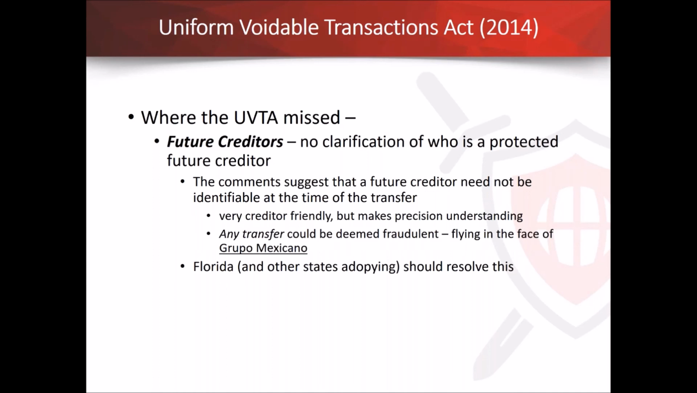We have Kilker. We have all these cases that say a future creditor doesn't exist if you can't identify him at the time of the transfer. But the Act protects a, quote, future creditor. We don't know why that wasn't handled. I think it's because most of the people on the committee were creditor-based, and it's very helpful to the creditor to have an ambiguous definition of future creditor.